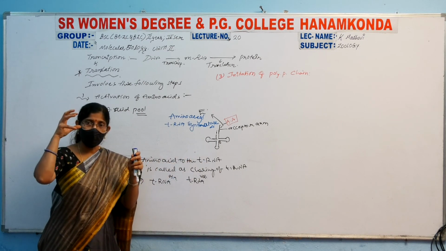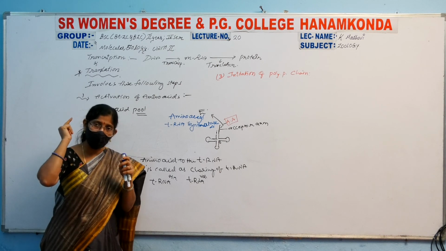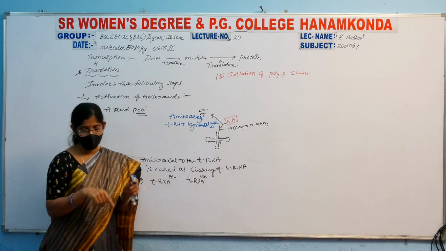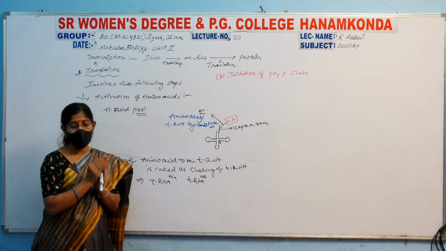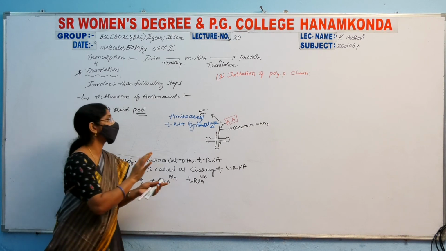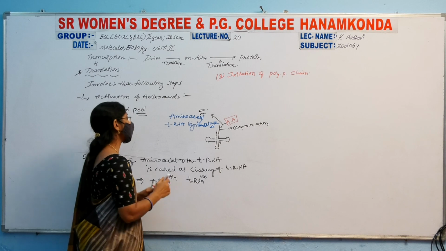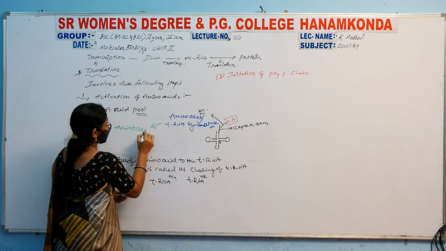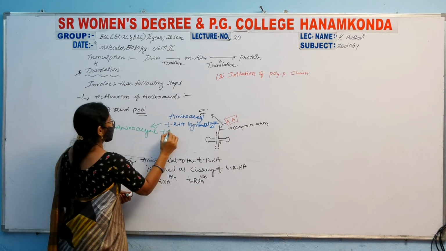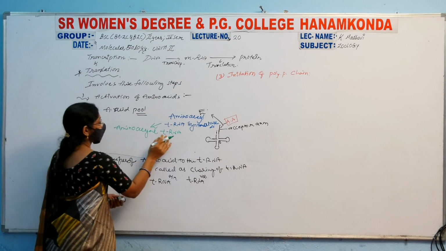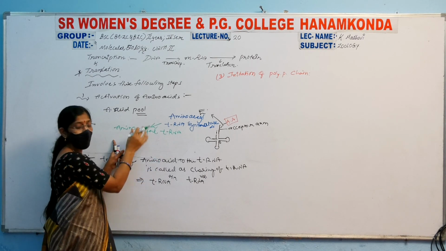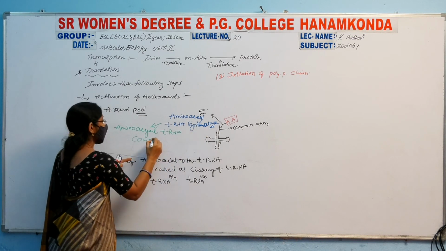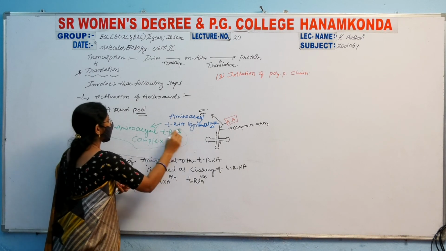When the amino acid is attached to the acceptor arm of a tRNA with the help of amino acyl tRNA synthetase, it is formed as an amino acid tRNA complex. Synthetase is an enzyme complex. Now we get the complex.